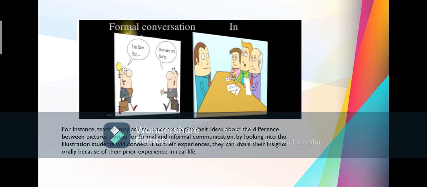For instance, a teacher may ask the students to give their ideas about the difference between the pictures posted for formal and informal communication. By looking into the illustration, students will connect it to their experiences. They can share insights orally because of their prior knowledge in real life.